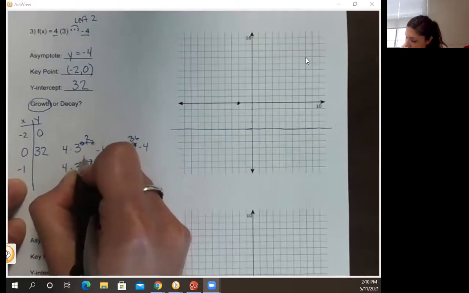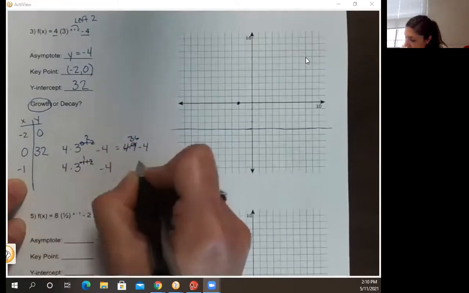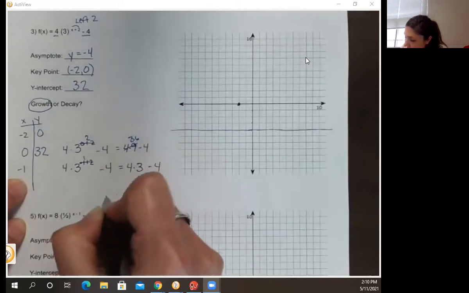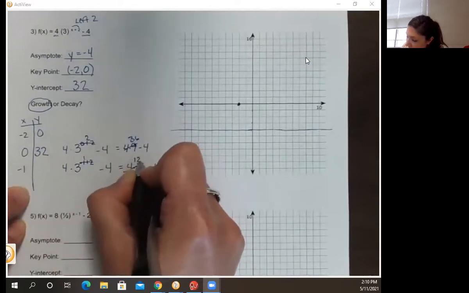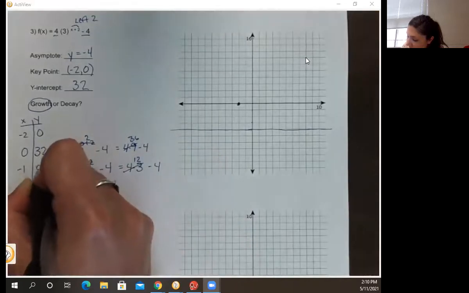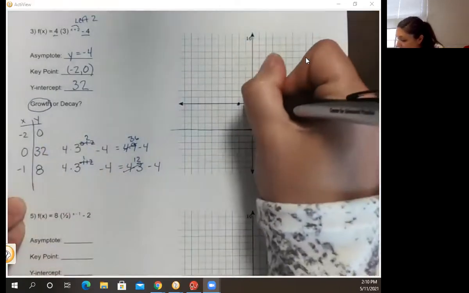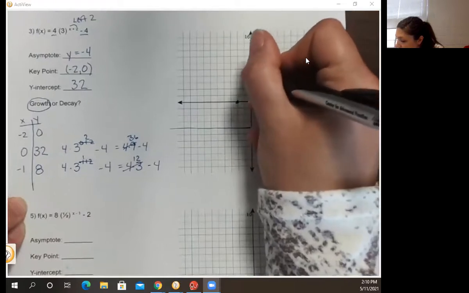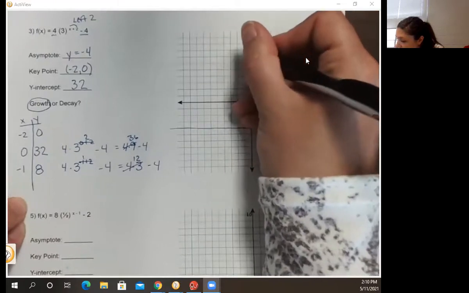-1 plus 2 is 1. 3 to the first is 3. So this would be 4 times 3 minus 4. 4 times 3 is 12. 12 minus 4 is 8. That we can plot. So negative 1 comma 8. 1, 2, 3, 4, 5, 6, 7, 8.